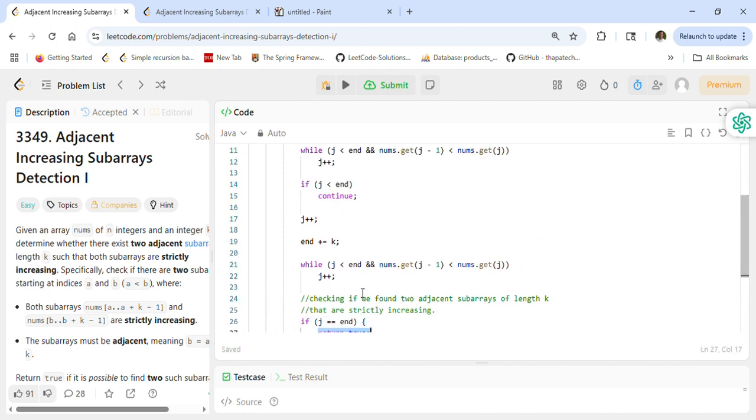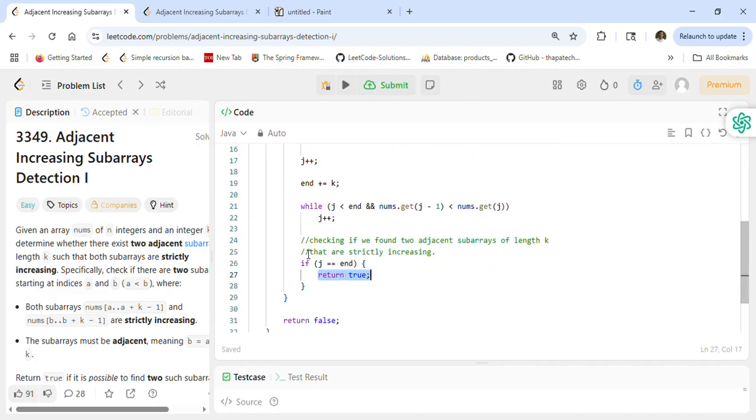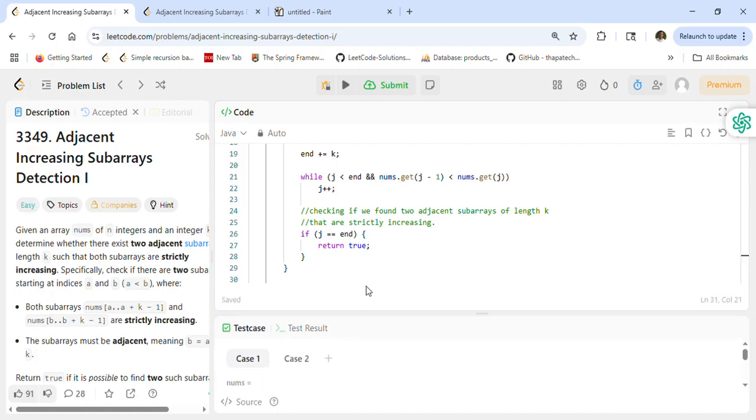So exactly what I explained you, right? Otherwise you will continue in this for loop with the next index, basically, correct? Okay, at the end, if you never find any such two subarrays, then you will return false. So this is the way you can solve this problem.